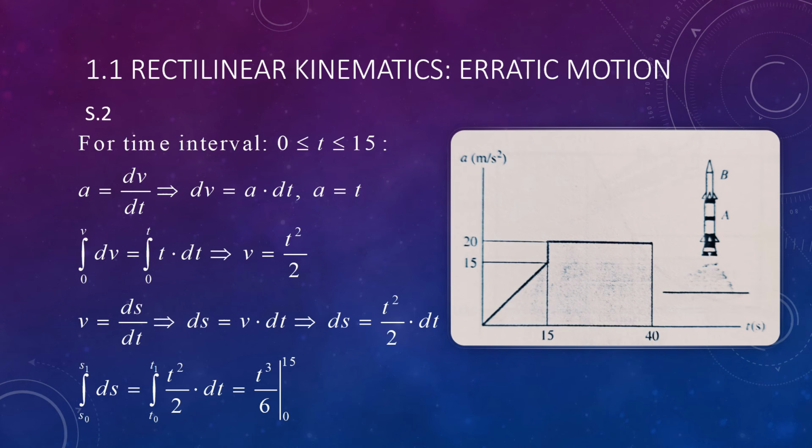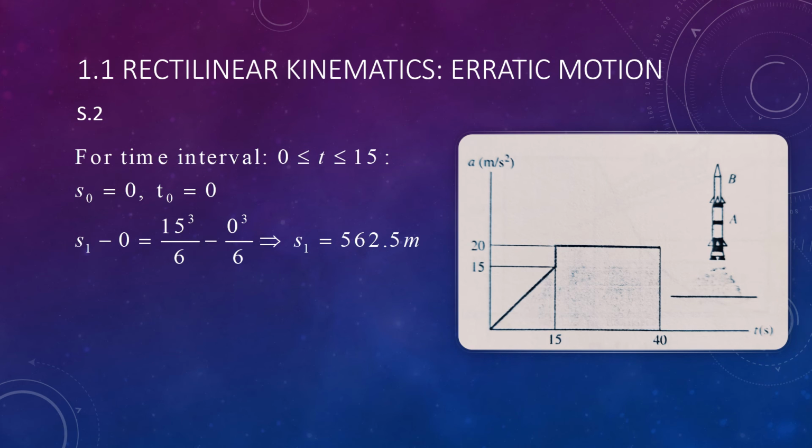From the equation velocity is equal to ds over dt, when we extract ds, it is equal to v dt. And when we substitute t squared over 2 into velocity v, the solution of the integral is specified below. Writing s0 is 0 for t0 is 0, the displacement at 15 seconds is calculated as 562.5 meters.